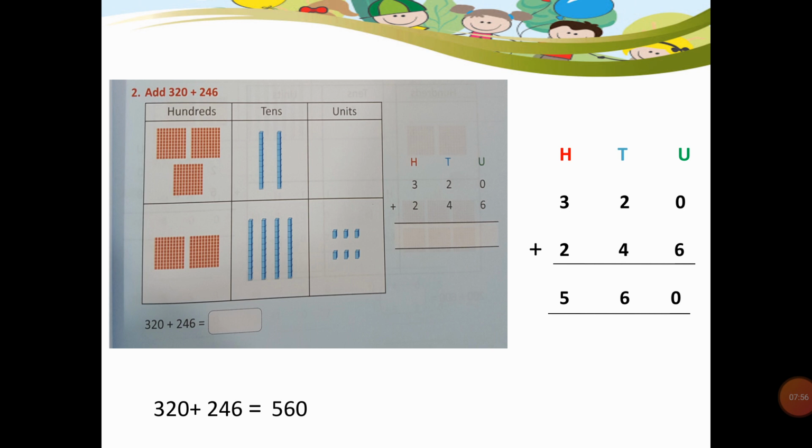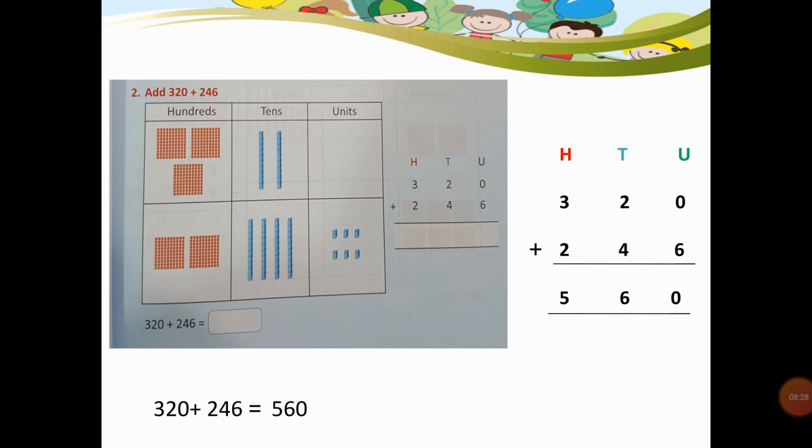In unit we have 0 unit and 6 units. So students, when we add 0 with 6, the answer will be 6, because whenever we add any number to 0, the number remains same, because 0 has no value. So the answer will be 6 units. Then moving on to the tens column. In tens column we will add 2 tens and 4 tens. By adding 2 tens and 4 tens, we will get the answer 6 tens.